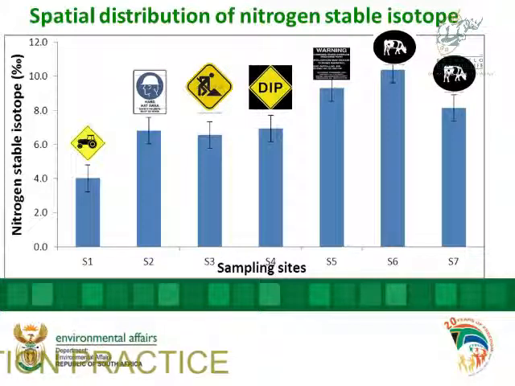And the decline of nitrogen-15 towards Site 7 was attributed to the close proximity of the site to the coastal system.